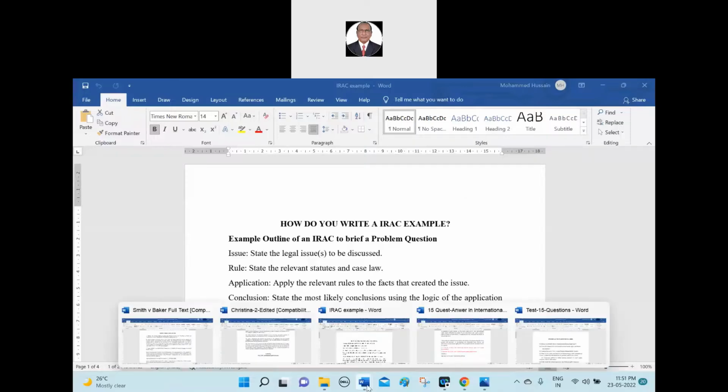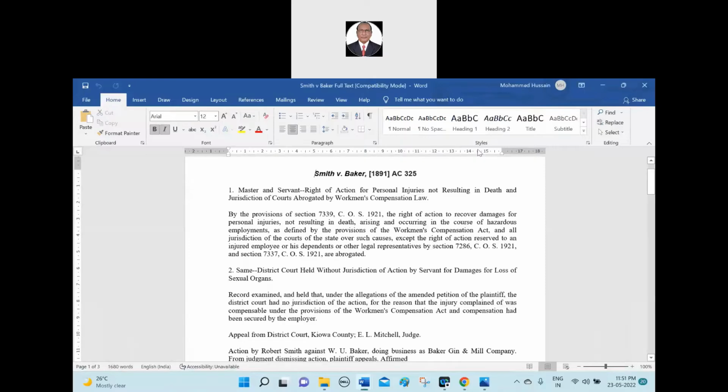See, I also prepared one model. This is the full case law, Smith versus Baker case law. I don't know whether you know this case law or not. Where does this case law come from? Can anyone tell me? In which unit does it come? Smith versus Baker case law.